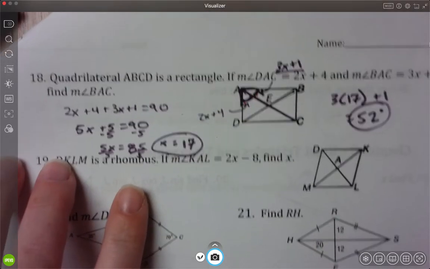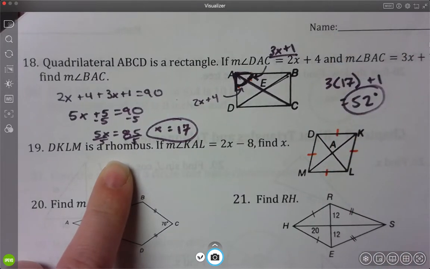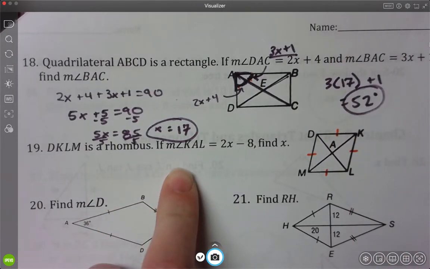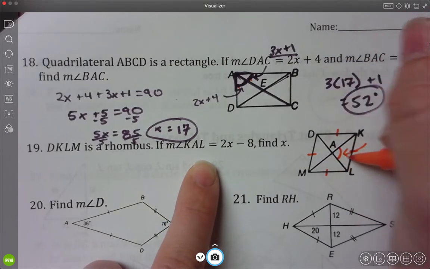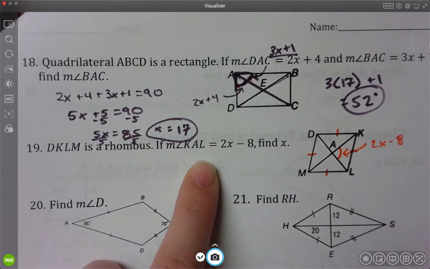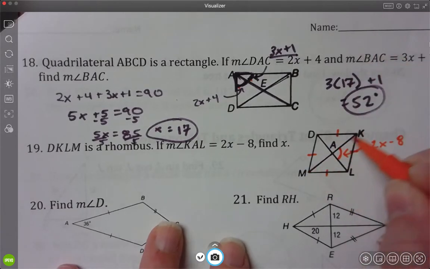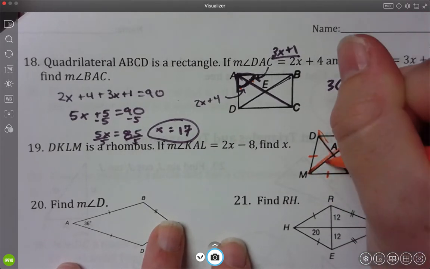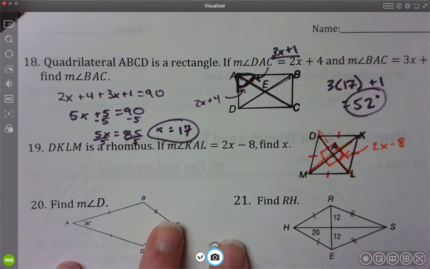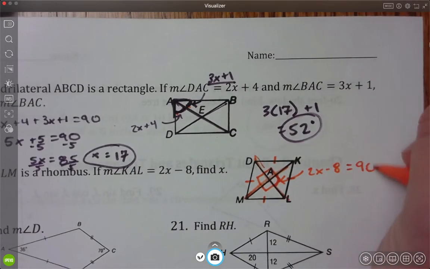Number 19 is a rhombus, okay? So in a rhombus, all 4 sides are exactly the same length, okay? And they tell us the measure of angle KAL, this angle right here, is 2x minus 8. What is the measure of x? Okay, well, they don't give us any other information, but if this is a rhombus, we do know something about these diagonals. These two guys, where they come together, will make a 90-degree angle. So each one of these will be a 90-degree angle going all the way around here, and that's one of the qualities of a rhombus. So I can just say that 2x minus 8 is equal to 90, okay?